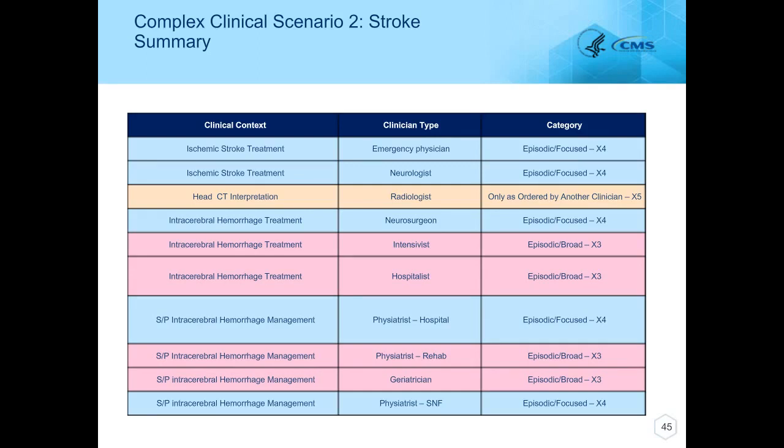So that kind of puts them, at least in this top line, and you can see in this slide, in the X4 category where they're episodic. They're taking care of the patient as soon as they hit the emergency room, and it's focused on the patient's clinical scenario. So this chief complaint was the patient's stroke symptoms, and the emergency physician was managing the ischemic stroke.